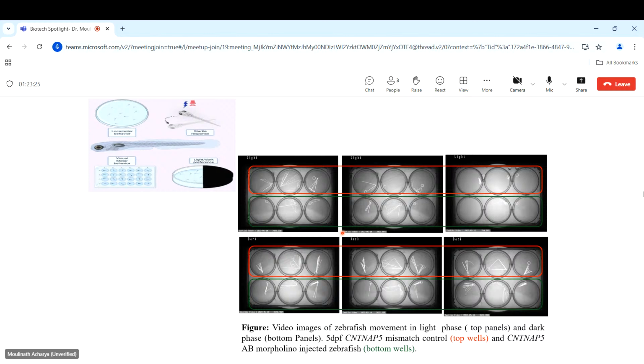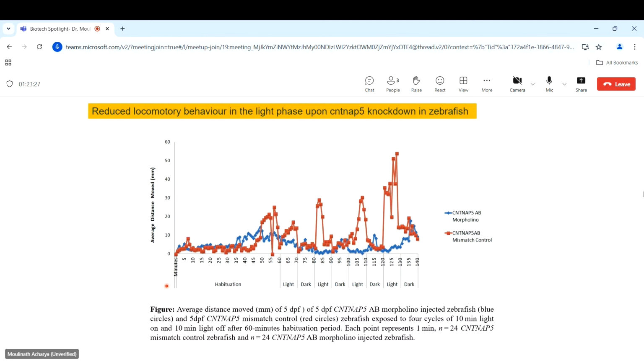So how did we do that? First, you need to habituate them for 60 minutes, or 1 hour, and then you put them in the light and dark cycle for 10 minutes. What we have done is basically four light and four dark cycles.